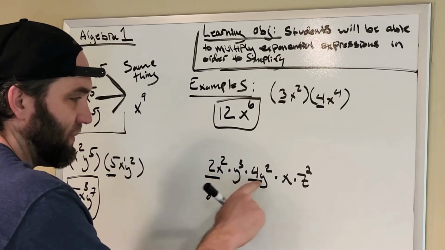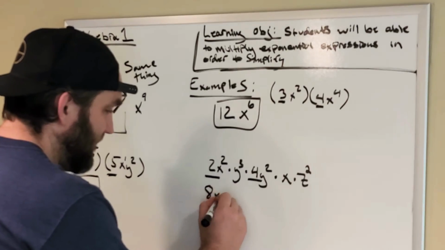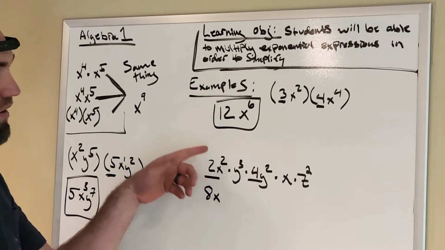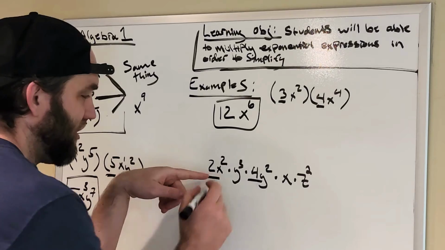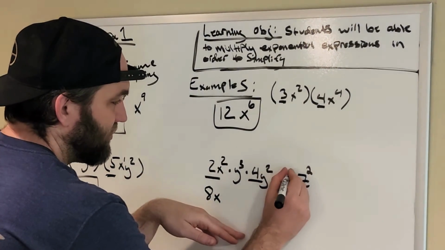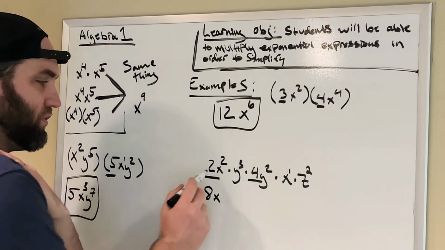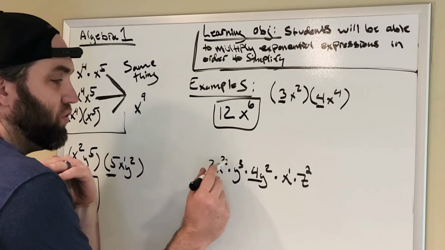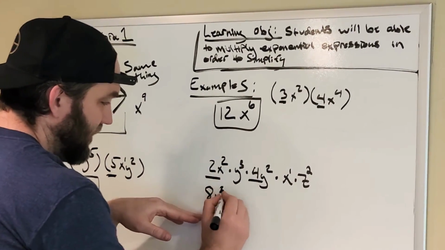Now I'm going to go down and see, okay, I have x variables. Let me put the x here. And then let's count. Let's figure out how many x's I have. So I have an x squared, and I have an x to the first. So let's put that 1 there so we don't get confused. So x squared, 2 plus 1 is 3.